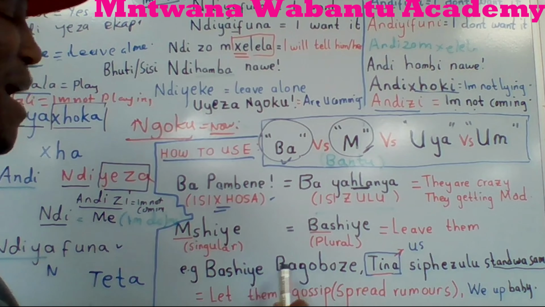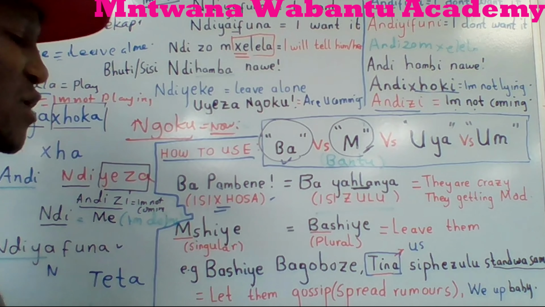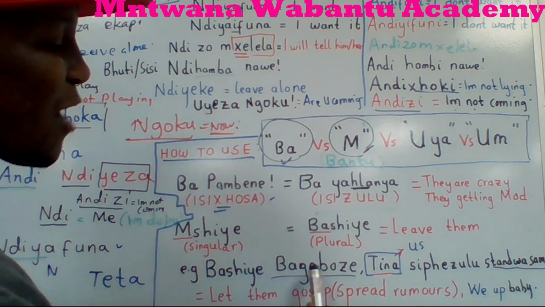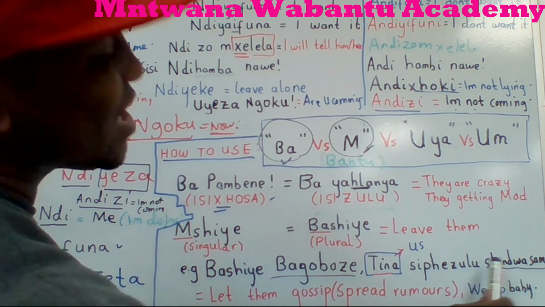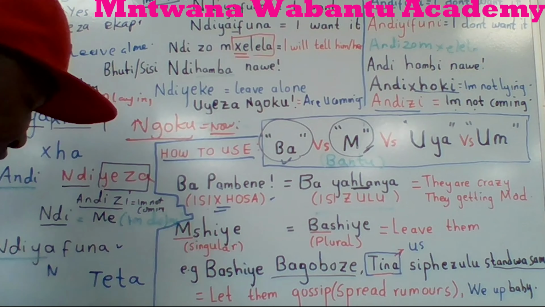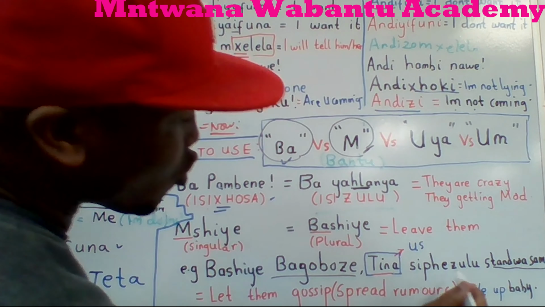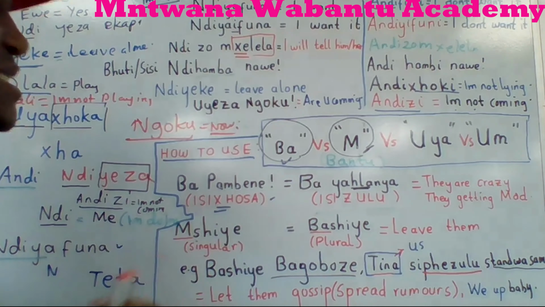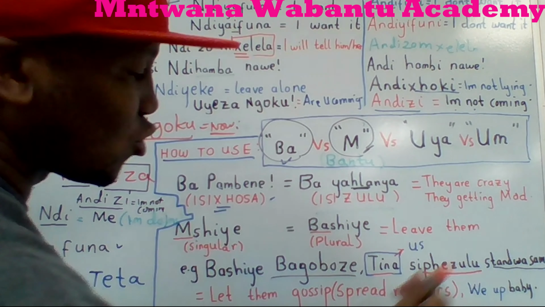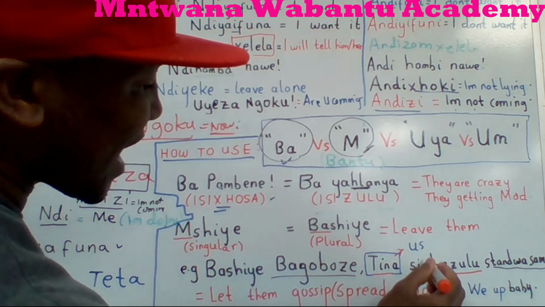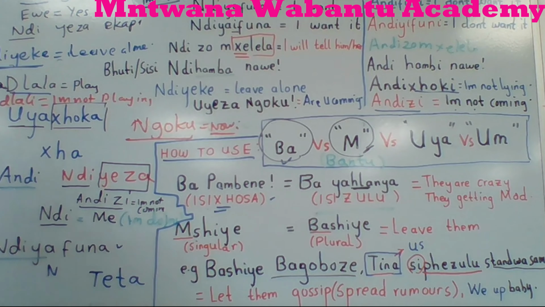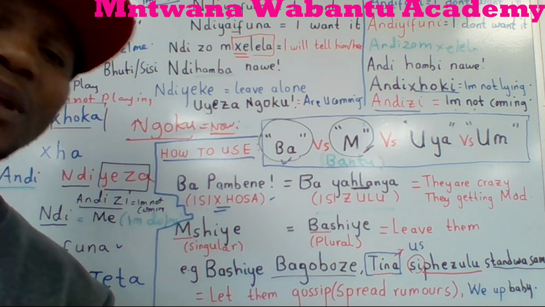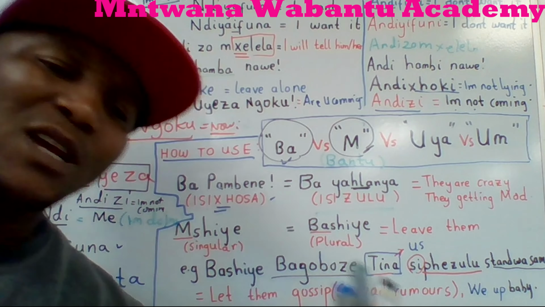Bashiye bangoboze. Kungoboza means to gossip or say all the rumors about somebody. Bashiye bangoboze tina siphezulu sithando sami. As we up. Pezulu means top or on top. Si pezulu. Tina si pezulu. So if you wanna use like we, you use si, for example. Si hamba ngoku means we going. Si yafunda means we study.